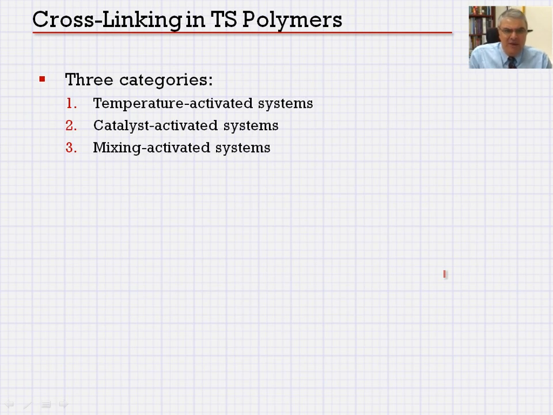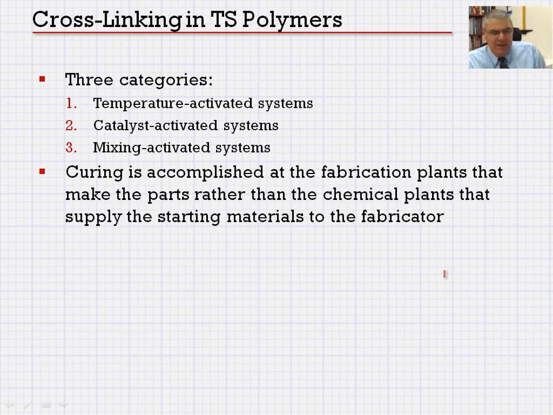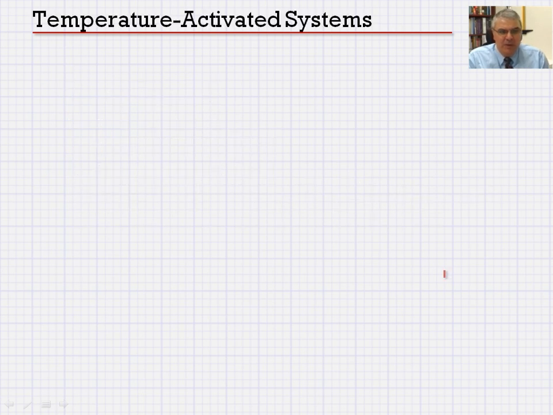And there are 3 categories of cross-linkage in thermoset polymers: temperature activated systems, catalyst activated systems, and mixing activated systems. Curing itself is accomplished at the fabrication plants that make the parts, rather than the chemical plants that supply the starting materials to the fabricator. So we have a chemical plant, and we have a fabrication plant. The fabrication plant is where we actually put these together and make them into the desired shapes.